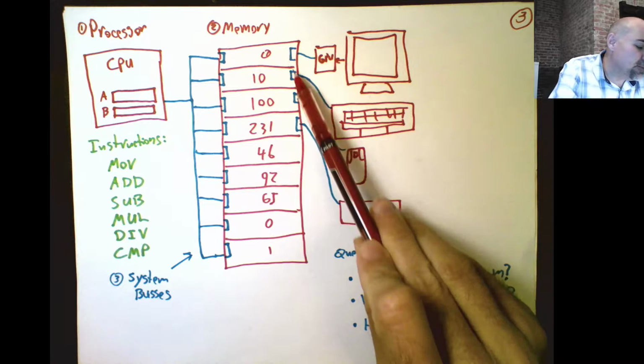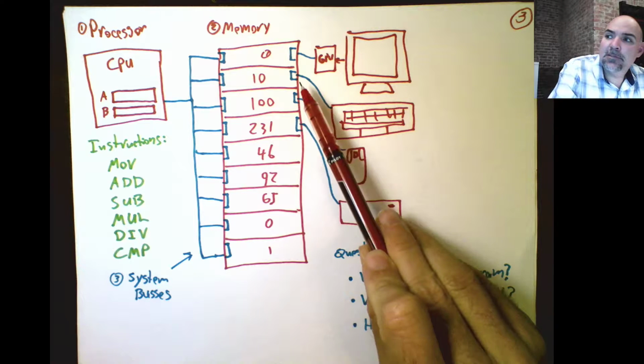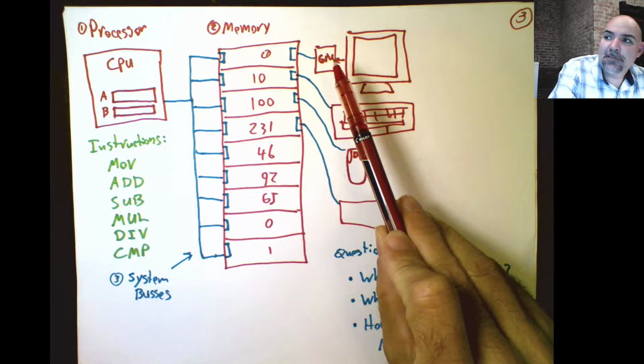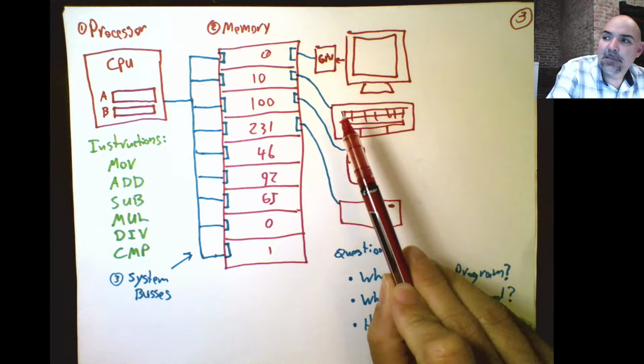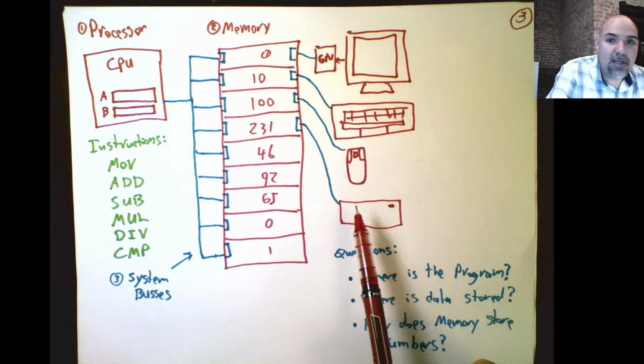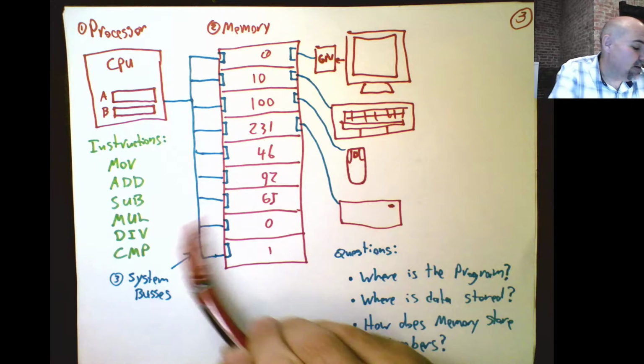There's some special memory boxes like these ones along here that connect to real world devices like the graphics card, which connects to the monitor, keyboard, the mouse, and the hard drive. And all of these kind of work together.